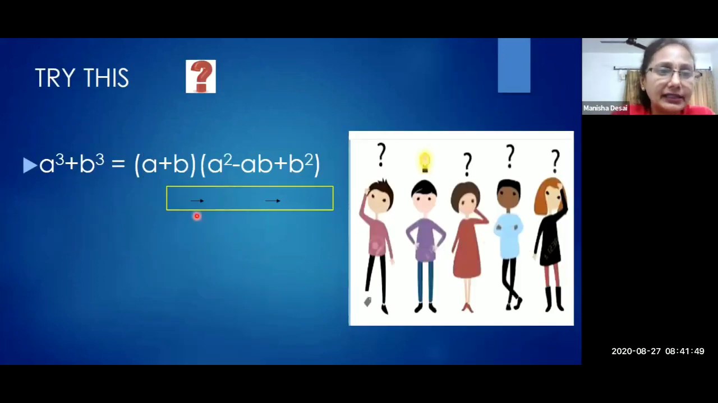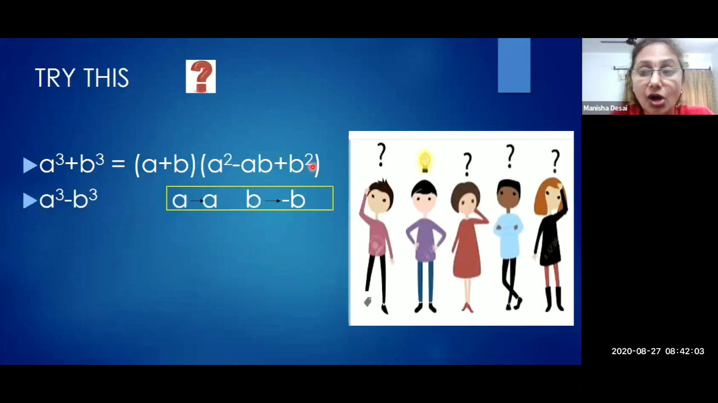This formula we have already learned that a cube plus b cube is equal to a plus b into bracket a square minus ab plus b square. Now, to find the formula of a cube minus b cube, we can use the same formula also. Yes or not? You will just try it at your home and see whether you are getting the same answer or not. You are going to replace a with a only and b with minus b in this formula, and check whether you get the same answer or not. Just take a screenshot of that and you will try at home.